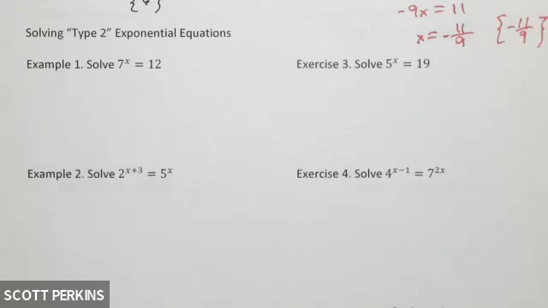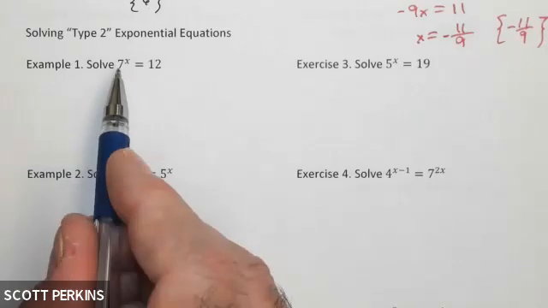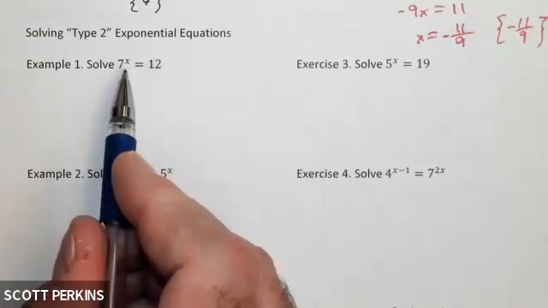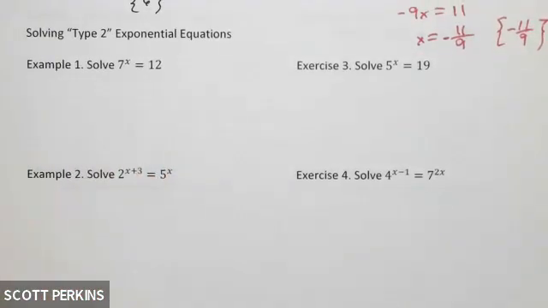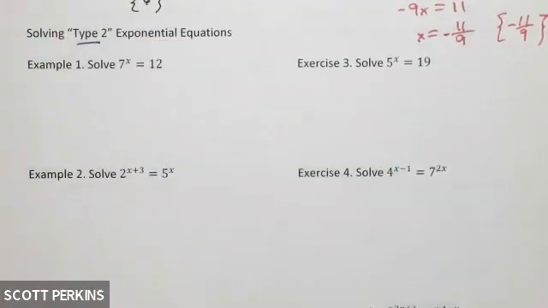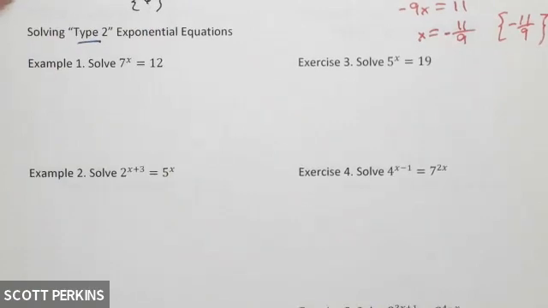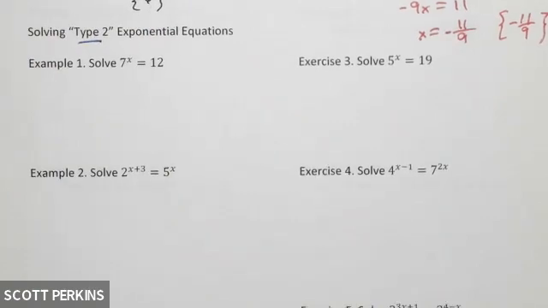So I am not capable of making both of these base 7 or base anything else, because it would be some sort of irrational number. So I need a new tactic. This is called the type 2 equation. Our book, you can see, is super clever in how they label these. When I can't equate the bases, here's what I'm going to do: I'm going to use my properties of logarithms to solve this.